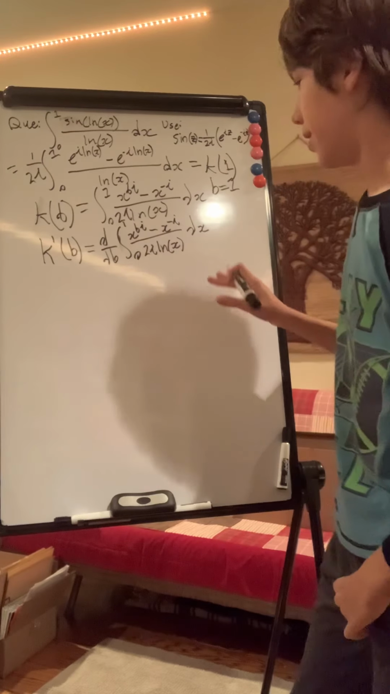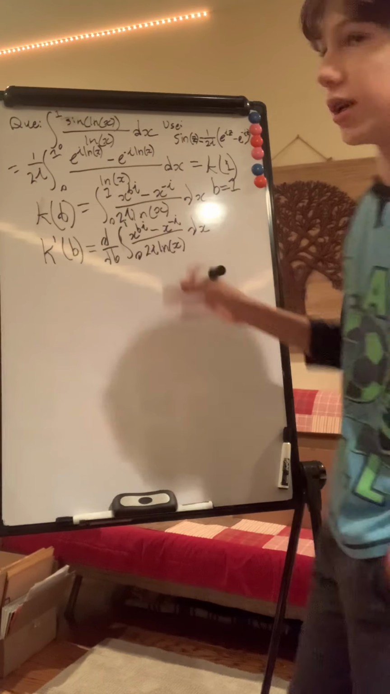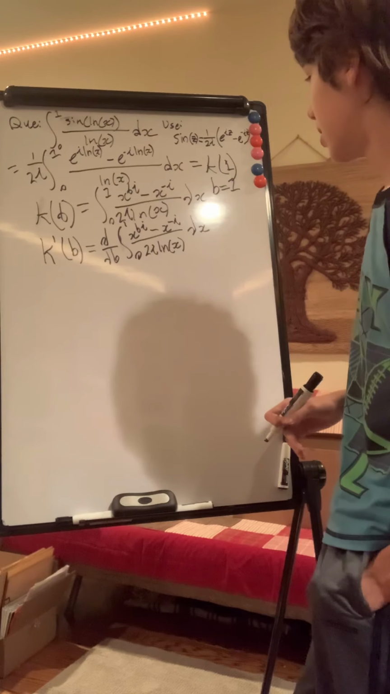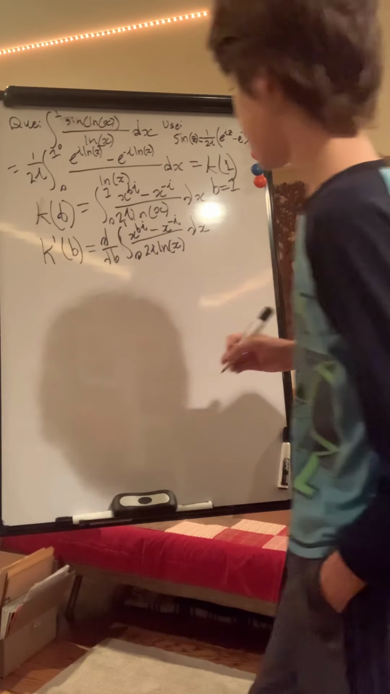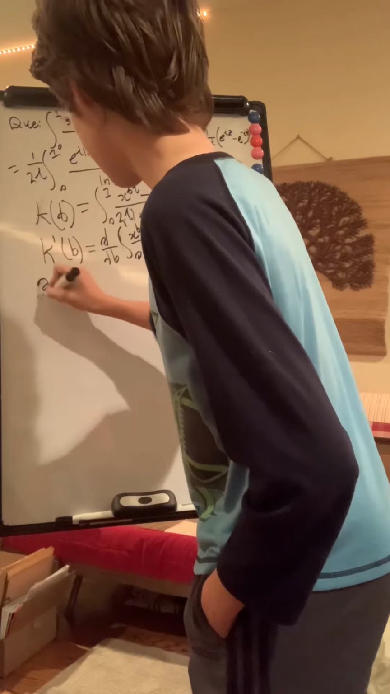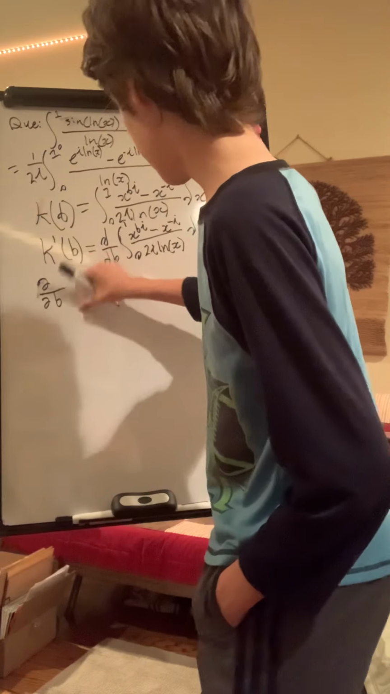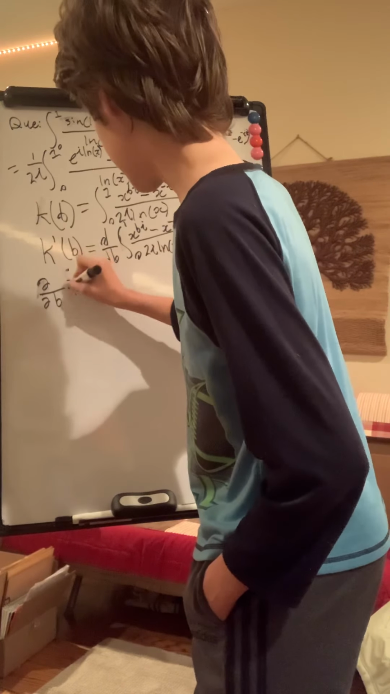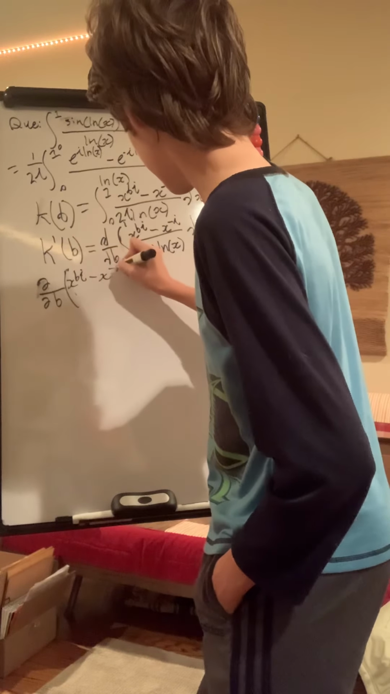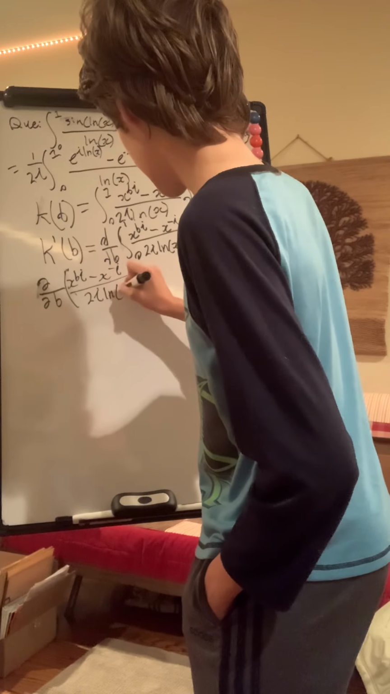Whenever we take this d db on the inside of an integral, it becomes a partial derivative. So we're taking the partial derivative of this stuff in the integral with respect to b. Let's see if we can work that out. So let's focus on the partial derivative with respect to b of x to the bi minus x to the negative i over 2i ln x.